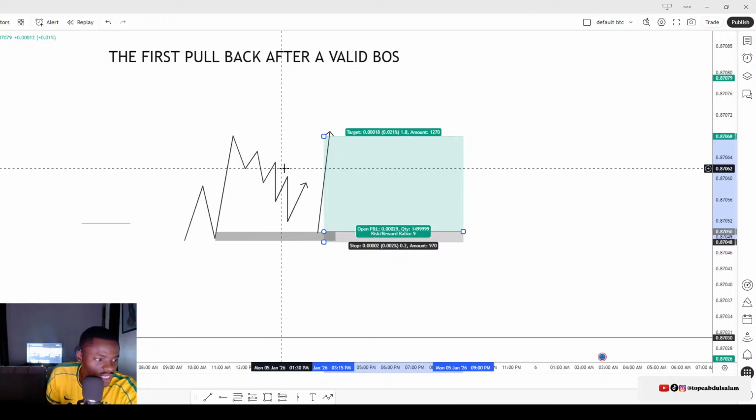So you need to watch out, when you mark out your point of interest and you have your break of structure, you need to watch out what price is doing before it approaches your point of interest. If it's generating liquidity before it approaches your point of interest, then that point of interest is a very good point of interest because it needs liquidity to trigger that trade. You get?